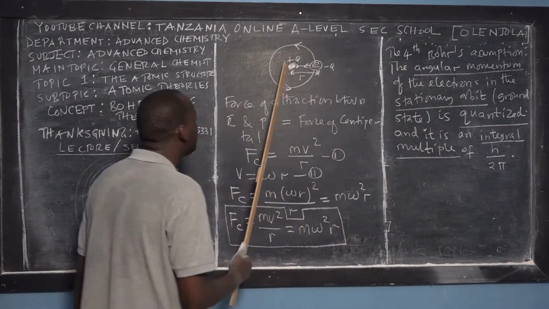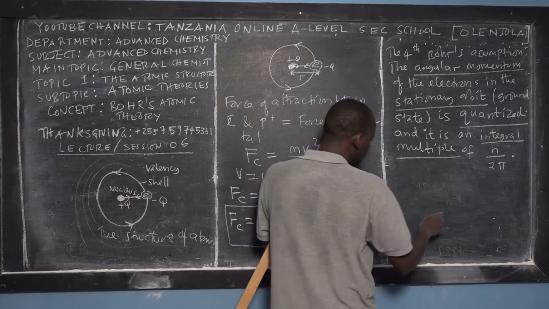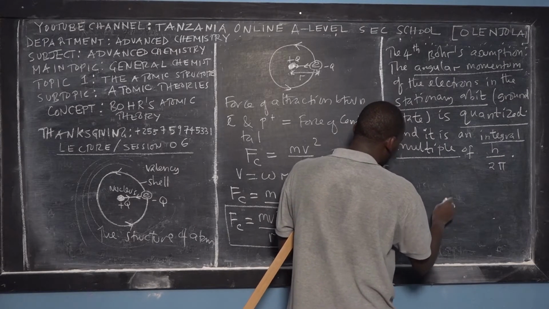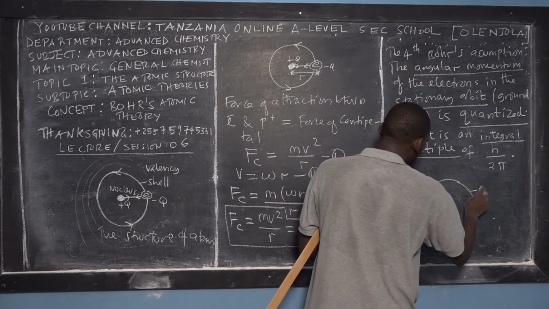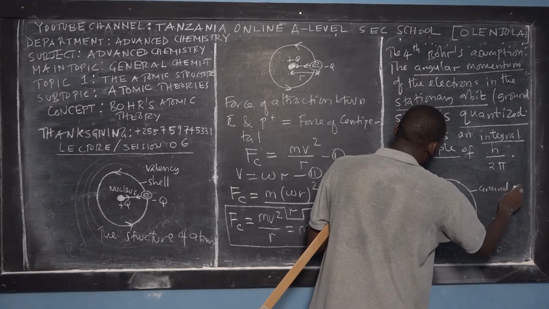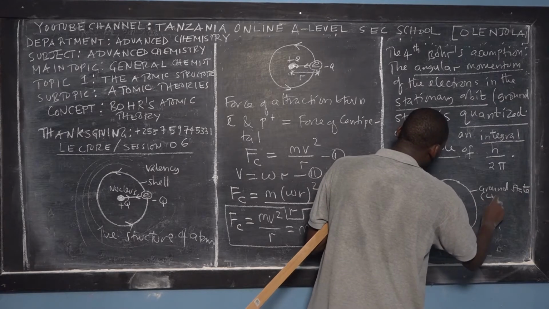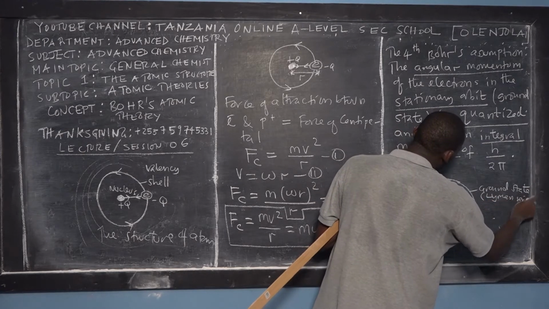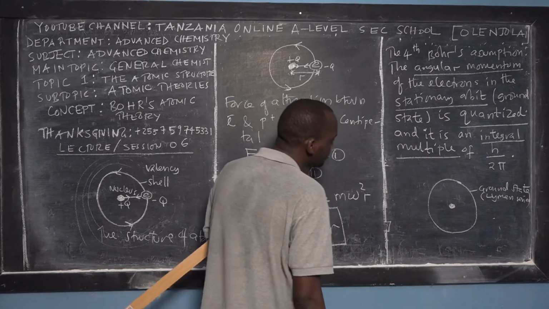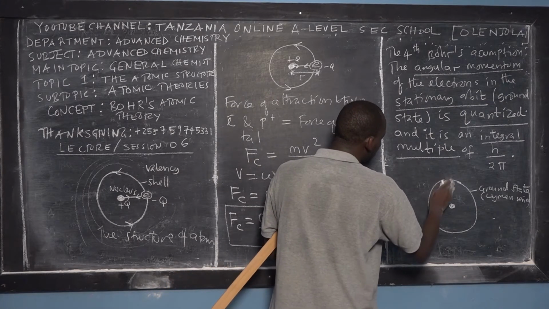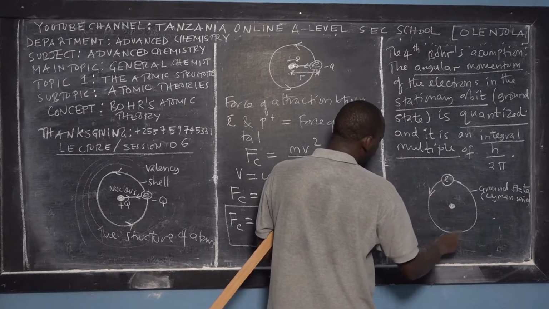In the stationary orbit, for example, suppose that this is the ground state. What does it mean? Suppose that this is the nucleus of an atom, and then we represent the energy level. Suppose that this is the ground state. Do you remember the name of the ground state series? Yes, I told you. We call it the Lyman series, because this is a spectrum. Remember I told you about different types of spectra.